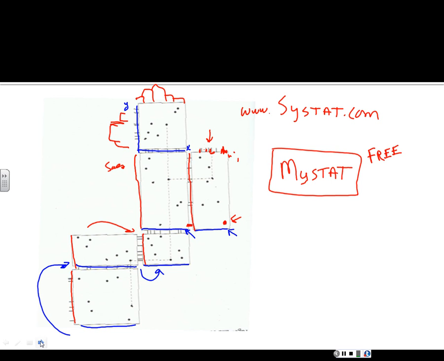That means it would be a great piece of statistical software for you to have on your computer. Did I mention it's free? That's a good price.